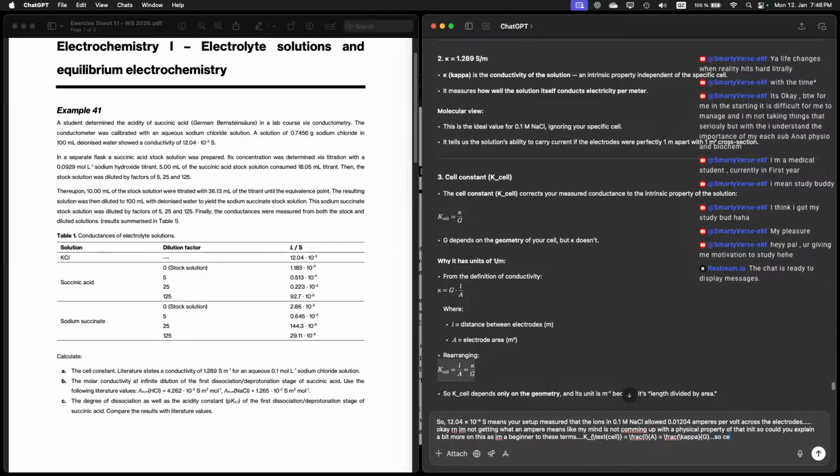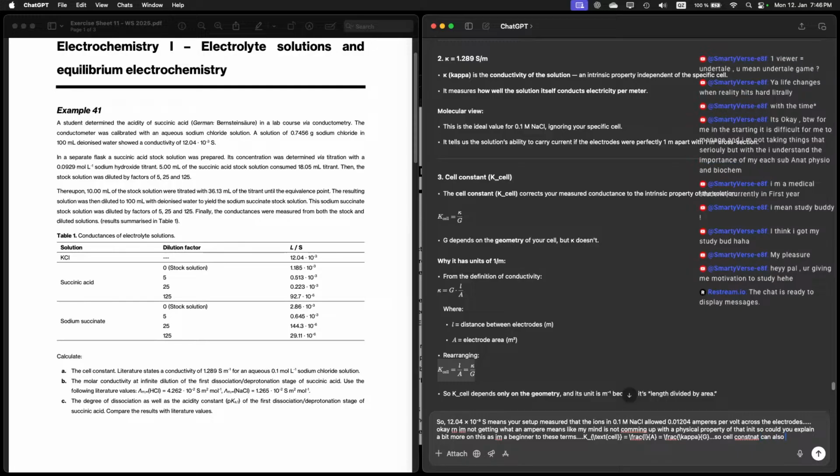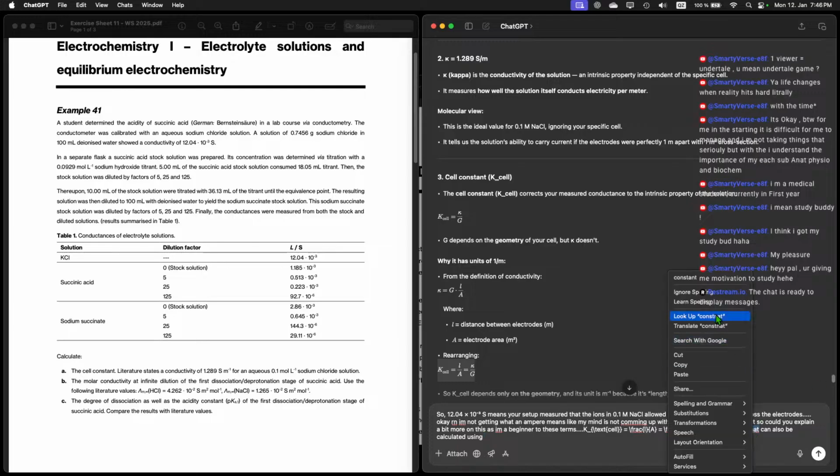So the cell constant can also be calculated using, what? Come on, using the length and area of the electrode.